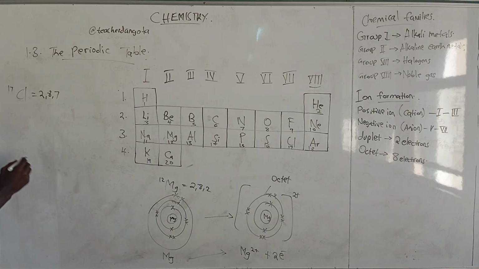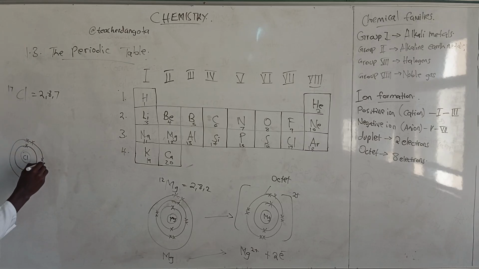So just to draw the structure of how it looks. Chlorine will be this way. There we have the nucleus, chlorine. Then you have the first energy level, which will have 2. In the second energy level, 2, 3, 4, 5, 6, 7, 8. Then the last energy level that way, it will have 7. So that is chlorine.